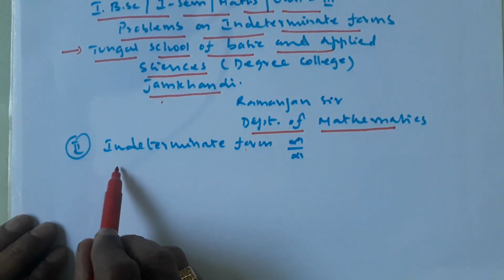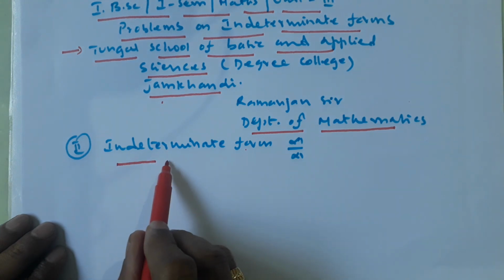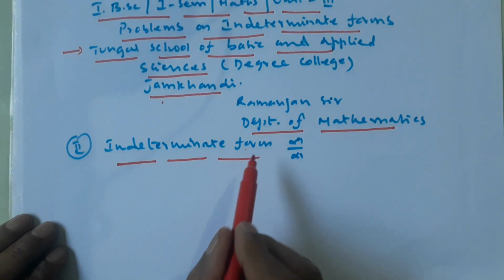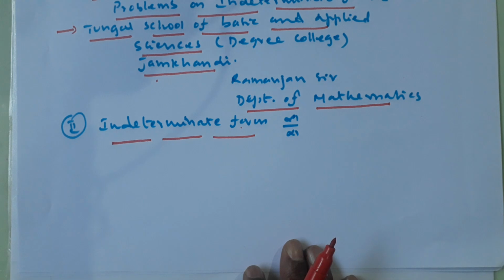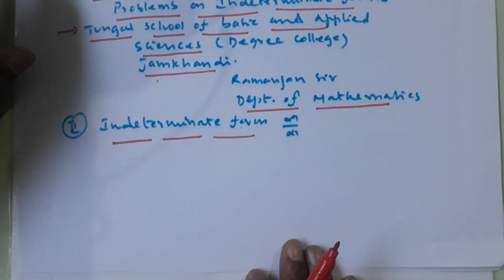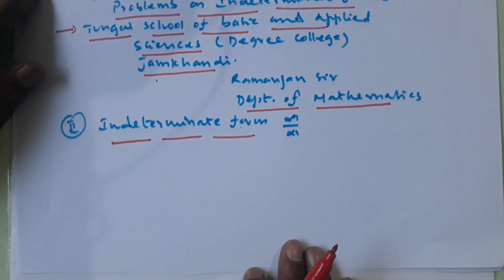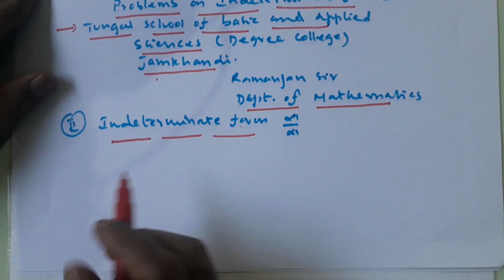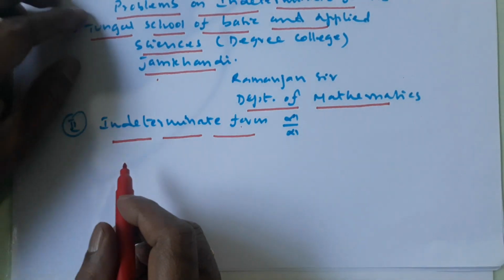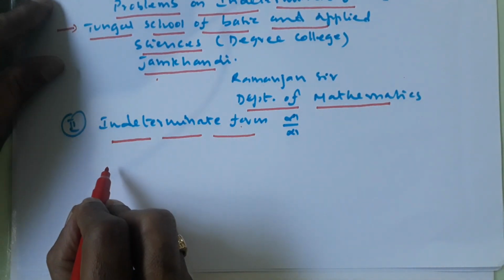So let us see now the indeterminate form infinity by infinity. In Roman 1 we have previously seen the indeterminate form 0 by 0. So whenever the limit value is of the indeterminate form infinity by infinity, how can we find the limit value of that function?